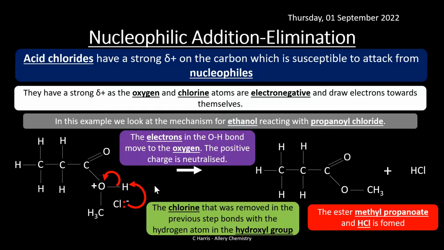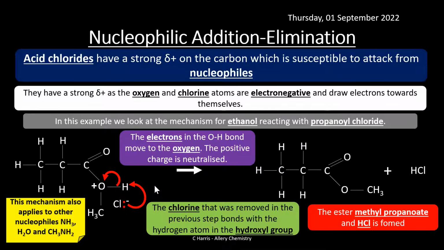It's always the halogen that gets kicked out of this. And this will be the same for loads of other molecules. This mechanism is going to be the same, this addition-elimination reaction. Like I say, this can apply to other nucleophiles such as ammonia, water, and amines as well. We're going to look at them as well.